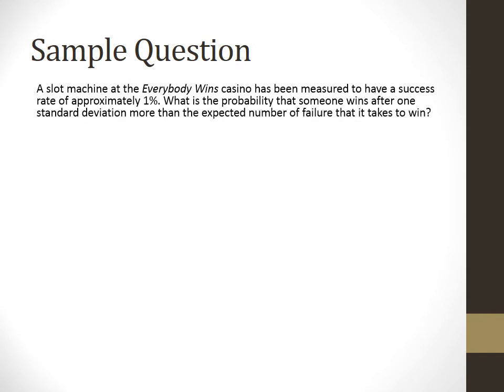Let's say you have a slot machine at the Everybody Wins casino that has been measured to have a success rate of approximately 1%. What is the probability that someone wins after 1 standard deviation more than the expected number of failures that it takes to win? So the first thing we want to establish is that x is our number of failures before the first win.